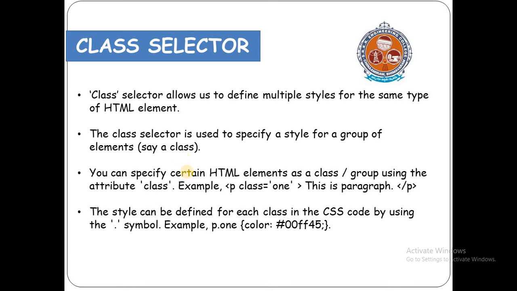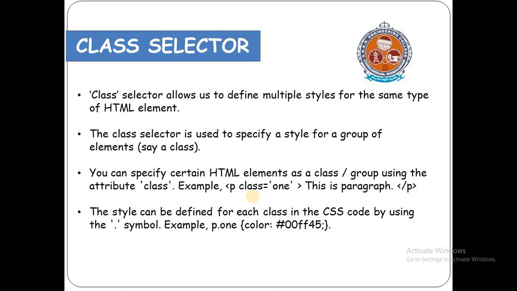For example, if there are six paragraphs and you want to give the CSS to three paragraph tags, use the attribute class equal to 1 in those three p tags, or whichever tags you want to use. The style can be defined for each class in the CSS code by using the dot symbol.